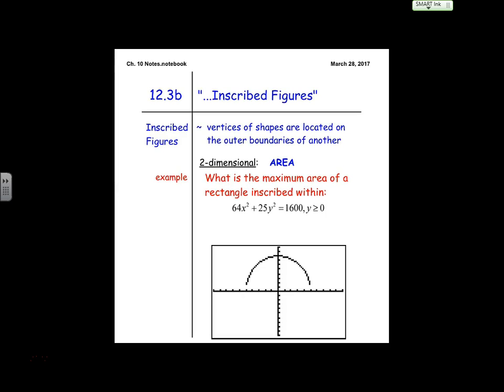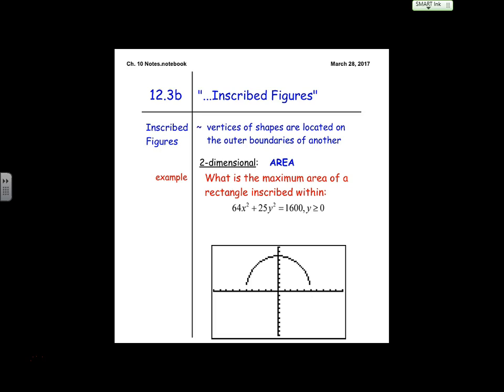So this isn't really that new, except problems might just be a little more complicated because we're using not just parabolas, we're using other functions as well. And we have a shape within a shape. So you guys have seen inscribed figures before, right? Something inside of something.